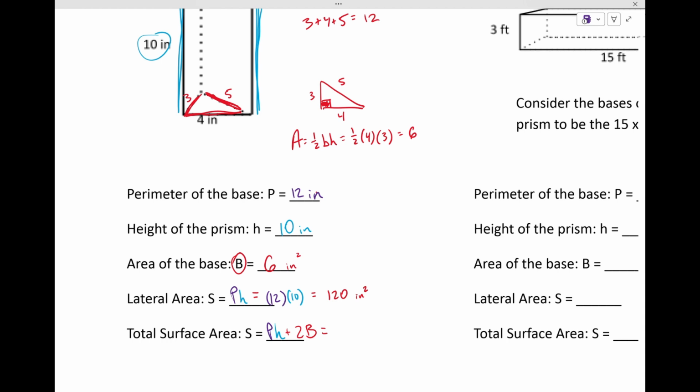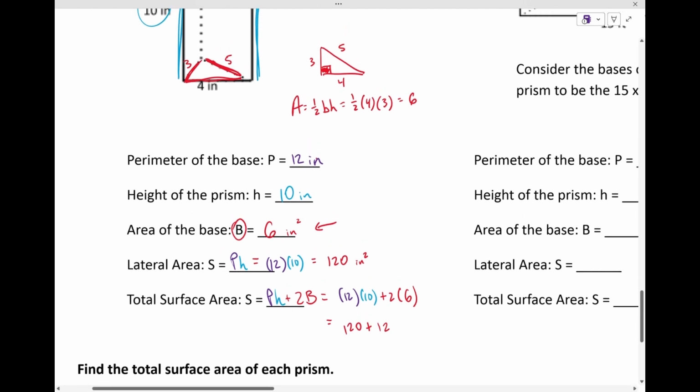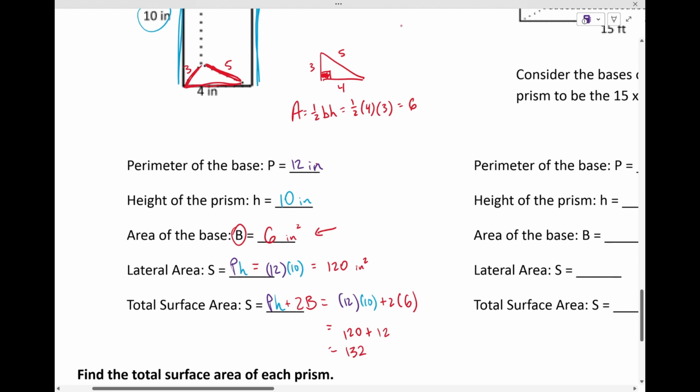Total surface area, PH plus 2B. Right, so P is 12, H is 10. Our B, we found that it was 6 inches squared, so 6. I put this all together, I should get 120 plus 12. That's going to give us 132 square inches. So that's our total surface area, and that's our lateral surface area.